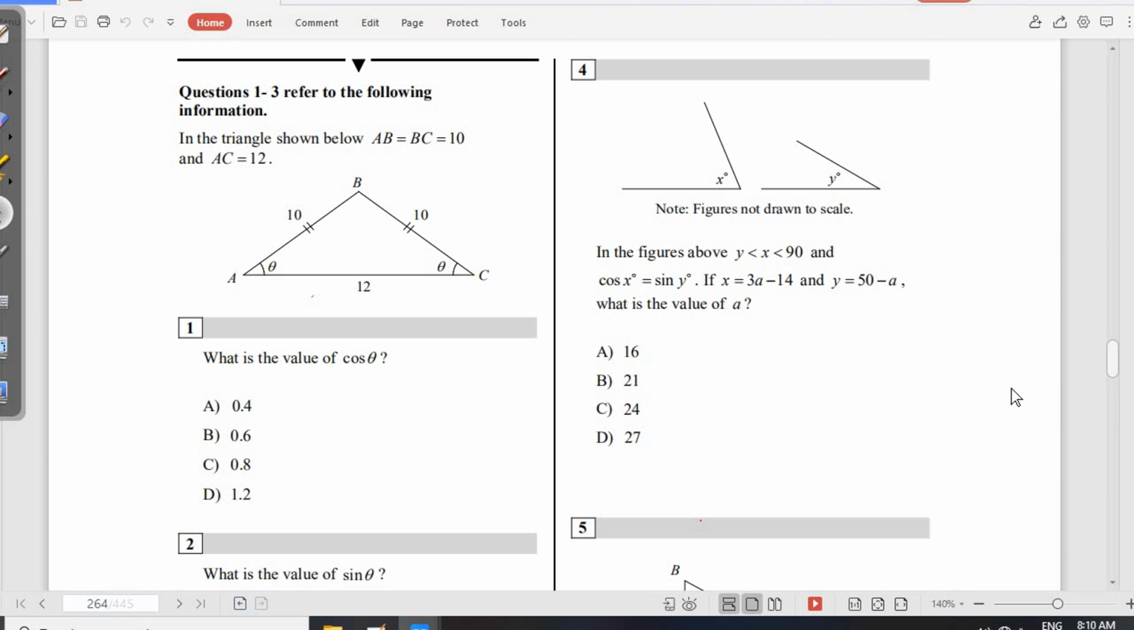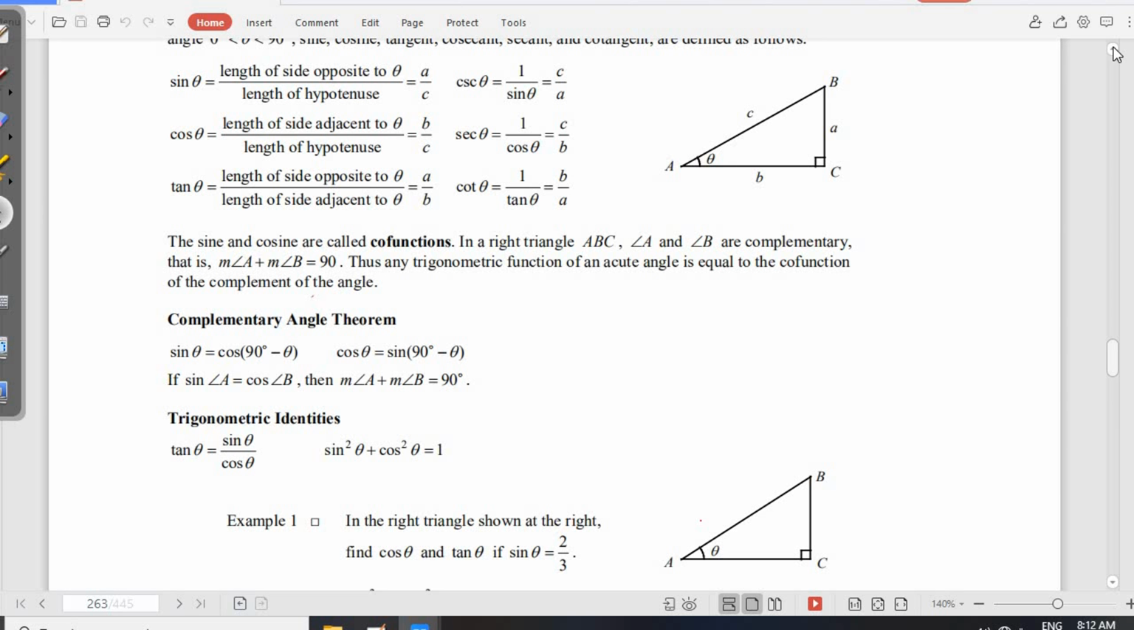If you look at question number 4, in the figures above, y is less than x, which is less than 90, and cos x equals sine y. So none of them are up to 90, and cos x equals sine y. x equals 3a minus 14 and y equals 15 minus a. Now remember these complementary angles here.